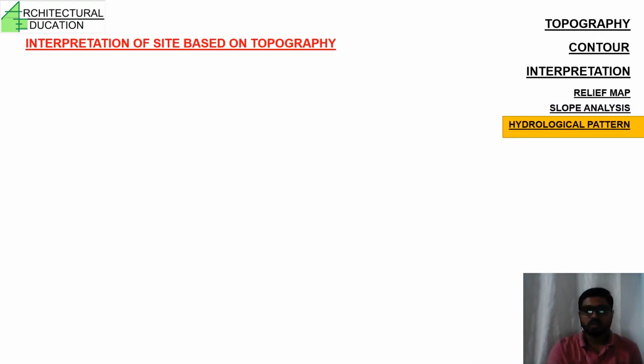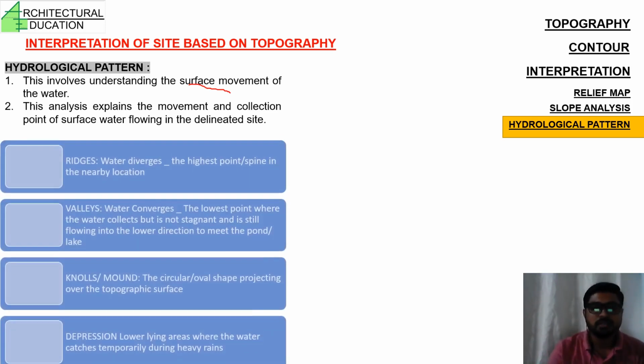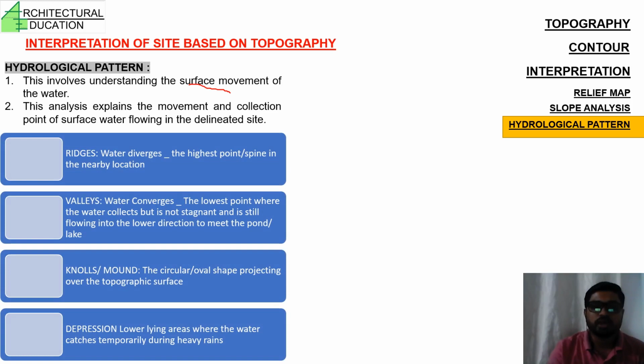Now next one, hydrological pattern. In this part of site analysis where we are learning about hydrological pattern, we are not going to cover the underground water aquifer movement or underground water table. We will be working more on surface movement of the water. In this type of hydrological pattern or site analysis, what we are going to do is to check the movement and collection point on the surface.